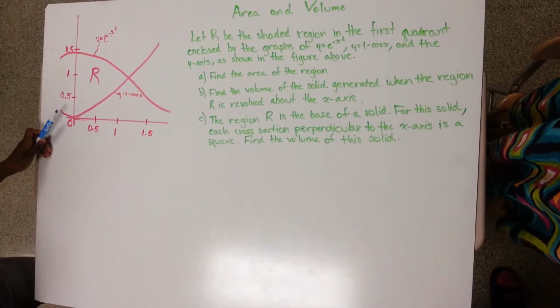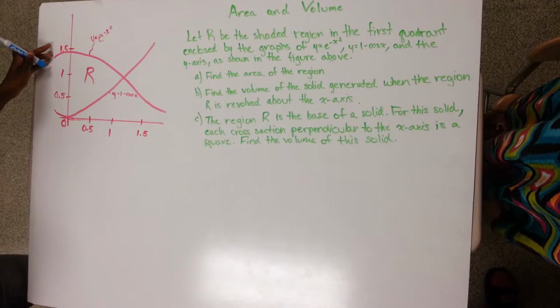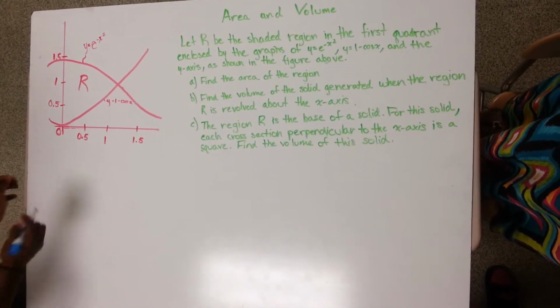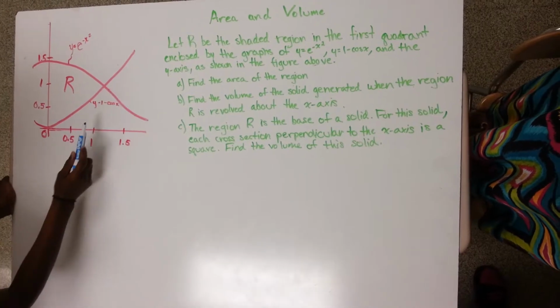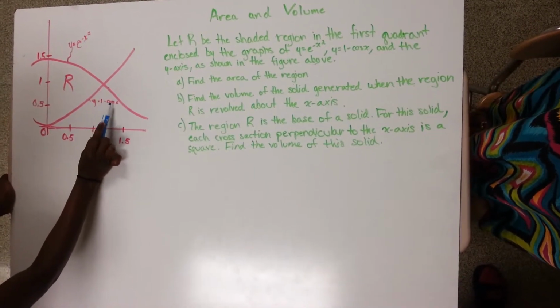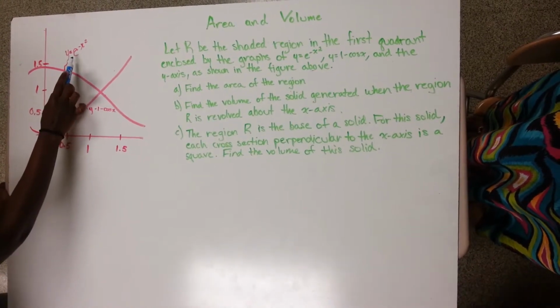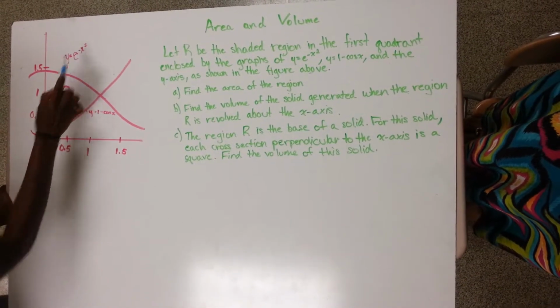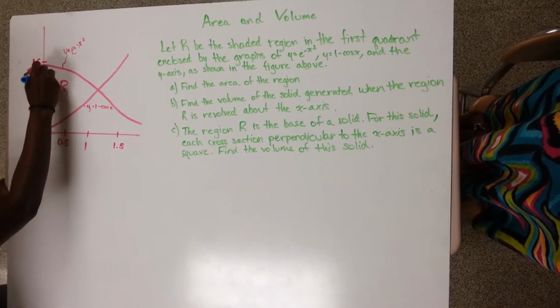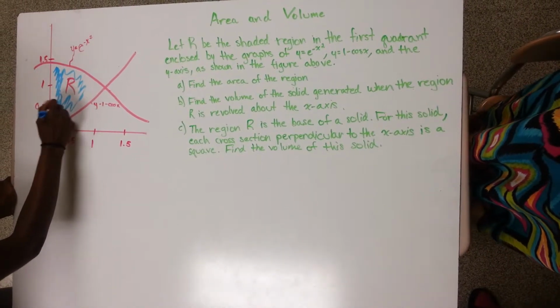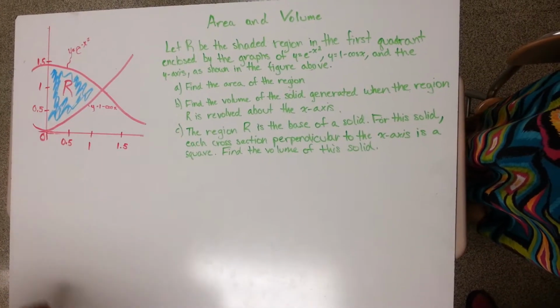Okay, guys, so today we'll be doing area and volume. This right here is our graph. The y-axis and the x-axis both go to 1.5. This line right here is y equals 1 minus cosine x. This line right here is y equals e to the negative x squared. And this whole region right here is R.